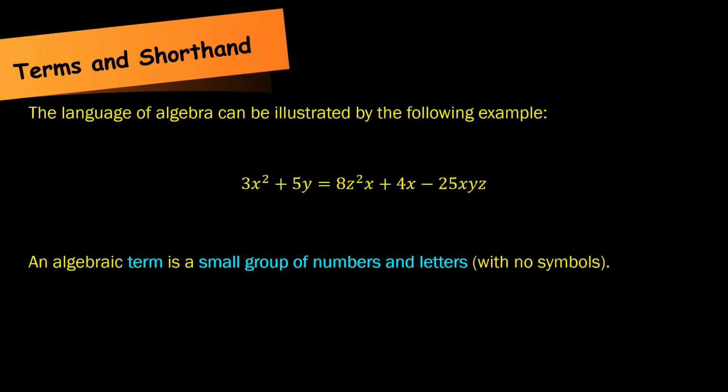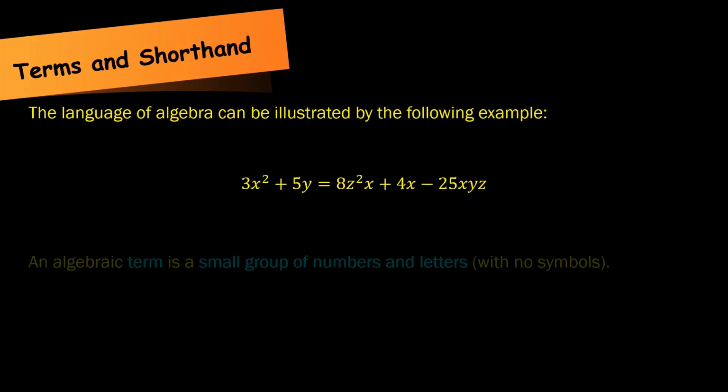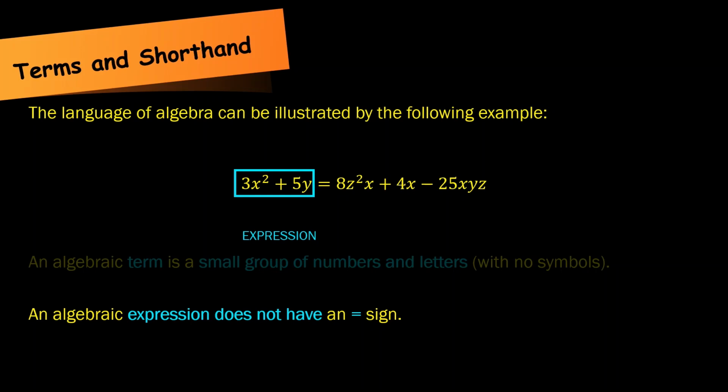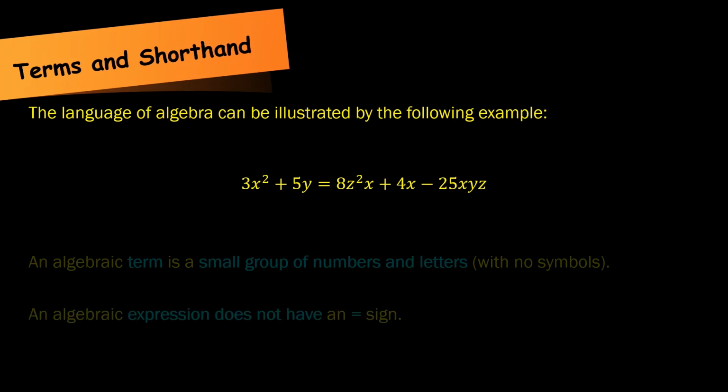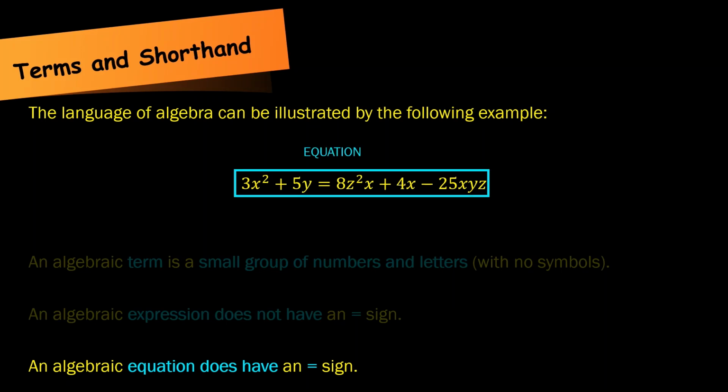An algebraic term is a small group of numbers and letters with no symbols, as shown here. An algebraic expression does not have an equal sign, as shown here and here. And an algebraic equation does have an equal sign, as shown here.